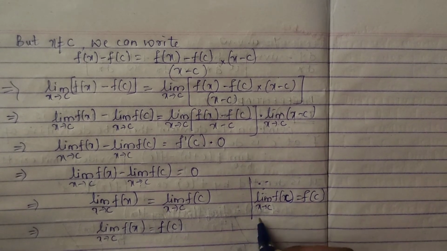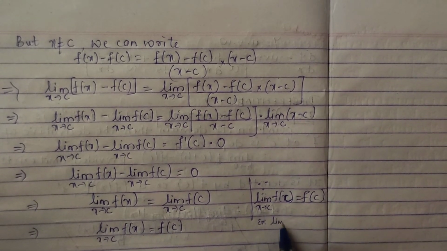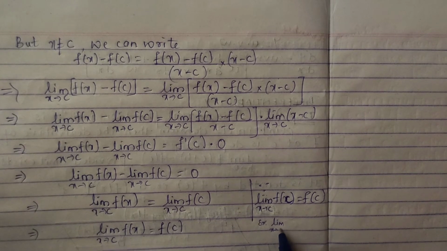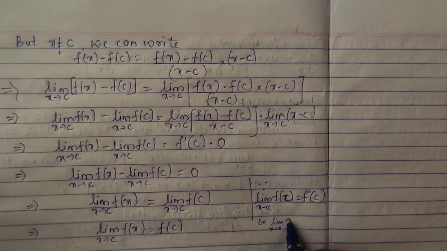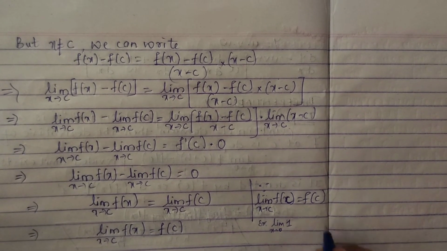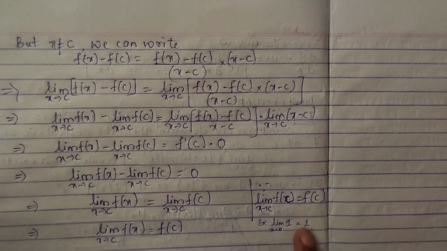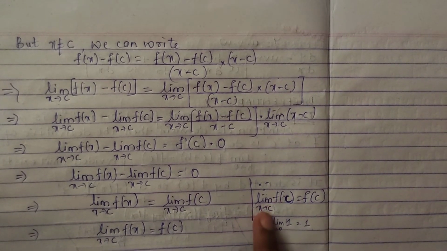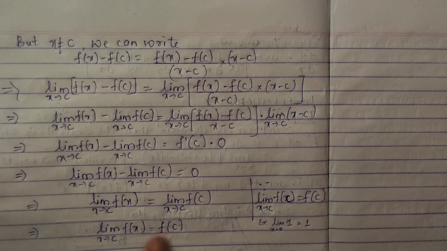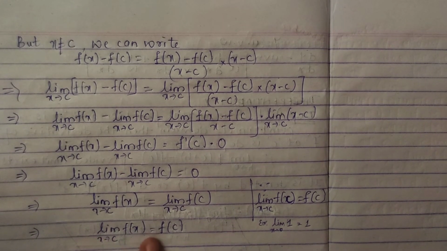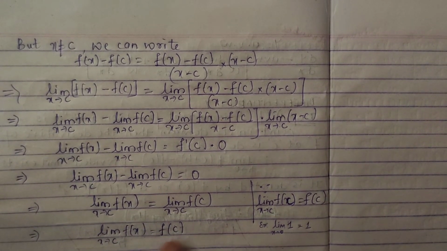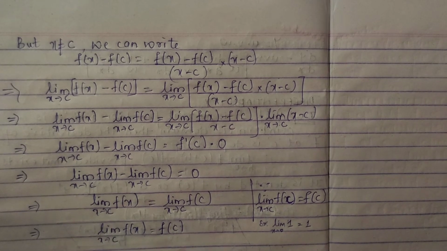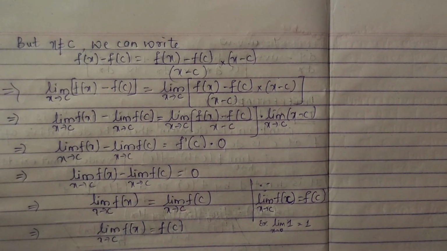For example, if you apply a limit as x tends to 0 and your f of x is 1, what do you get here? You get 1 only, right? In the same way, the limit of f of c as x tends to c is equal to f of c. So the limit of f of x as x tends to c is equal to f of c, and this is our definition of continuous. This is our definition of continuous, right?